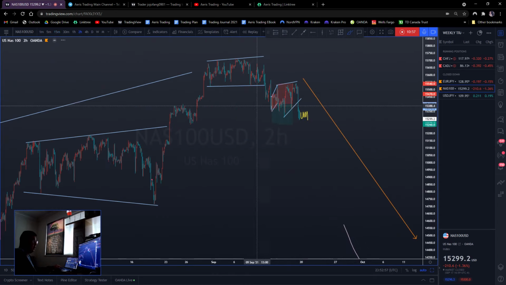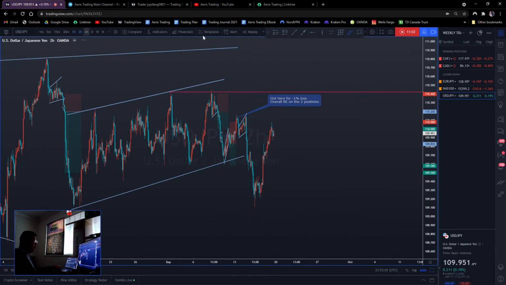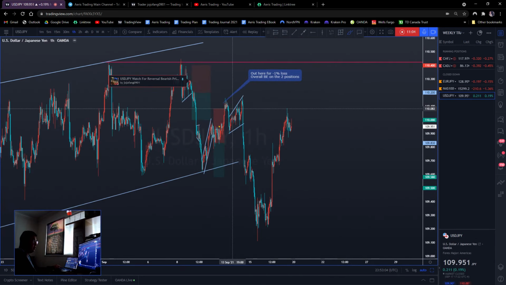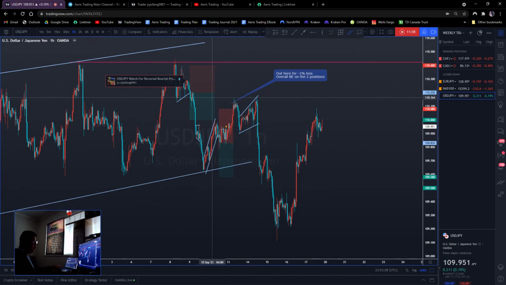But this week, I did take 2 positions loss, or 2% loss here. Last trade I want to go over is dollar yen. On dollar yen, we did take a 1% loss here at the beginning of the week, but it basically canceled out my initial position. I got a 1% profit from the previous week, which I put in the recap video, and this week I take a 1% loss here, so basically it balances out.